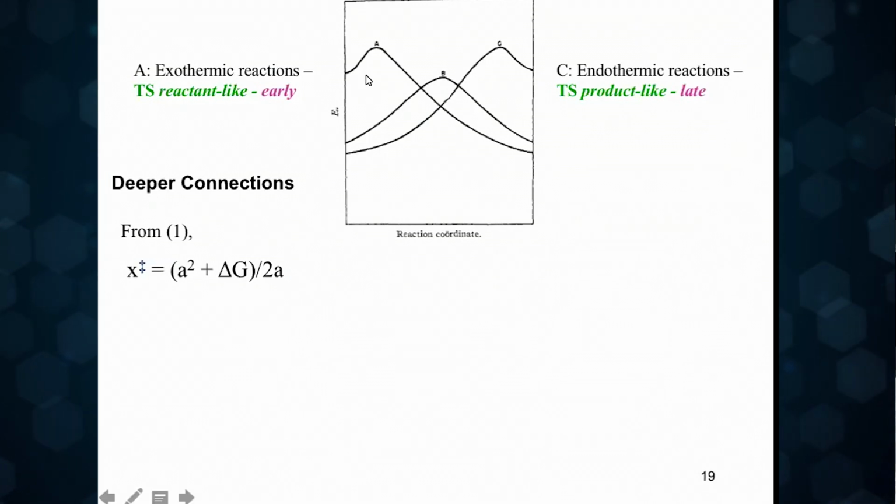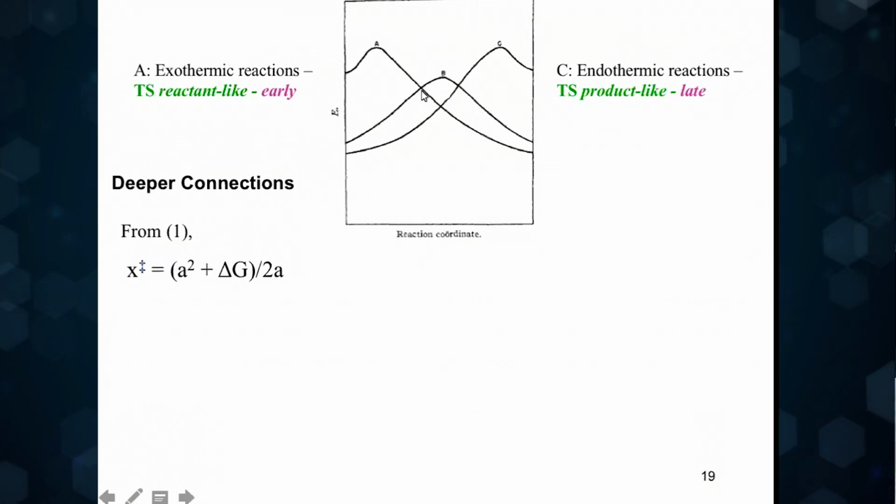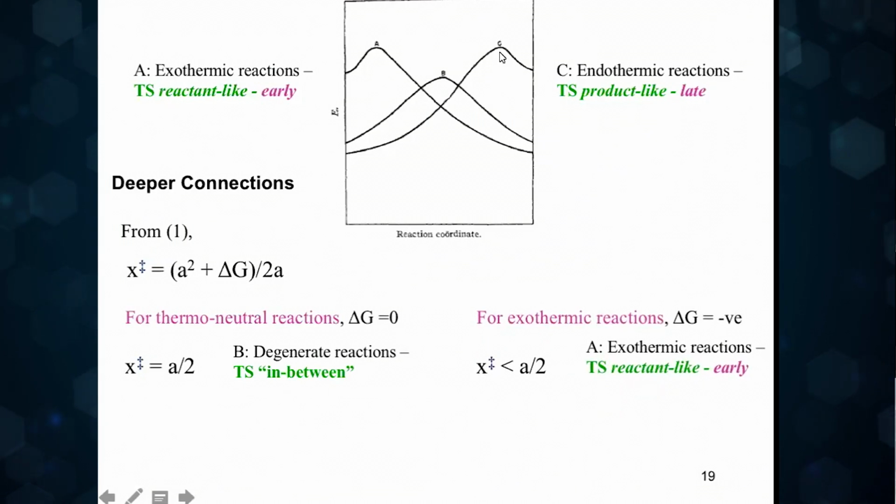And what does it tell you? It tells you that if your reaction is highly exothermic, in all likelihood, your transition state would lie closer to the reactant. Whereas if you have a highly endothermic reaction, your transition state would lie close to the product. In other words, you can say that exothermic reactions are reactant-like. You should call them early. Why do you call them early? Because along the reaction surface, you find the transition state quickly, much earlier than crossing the halfway point. Whereas for endothermic reactions, you have transition states which are late.